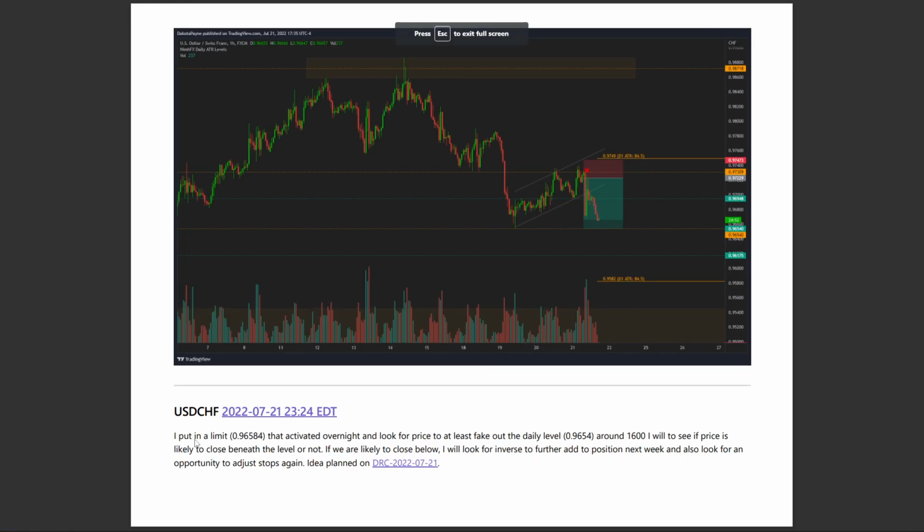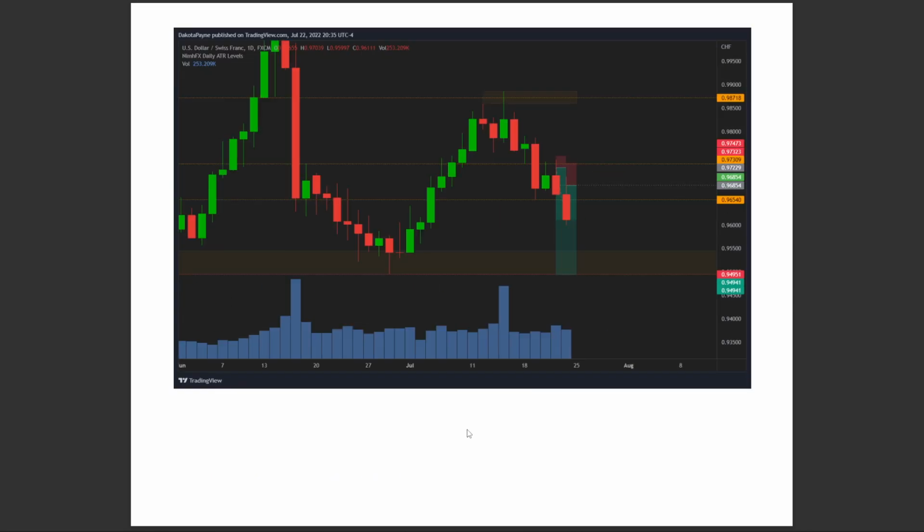Dollar Swiss, put a limit in to add to this position for price to continue to scale down at 96.58. That activated overnight, and I look for price to at least fake out the daily level 96.54 around 4 p.m. I will wait to see if price is likely to close beneath the level or not. If we are likely to close below, I will look for an inverse to further add position next week, and also look for an opportunity to adjust stops again. Idea planned on the 21st.